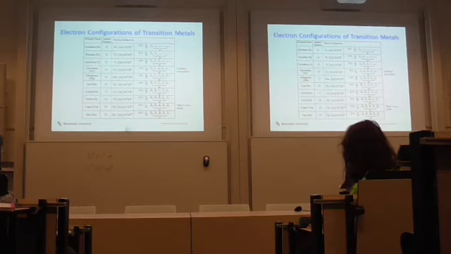Now, there are two exceptions to this: chromium and copper. Look at the electron configuration of chromium. This is nice because that's the Aufbau representation, and that's the electron configuration. I hope that answers your question. There are two ways of representing it.